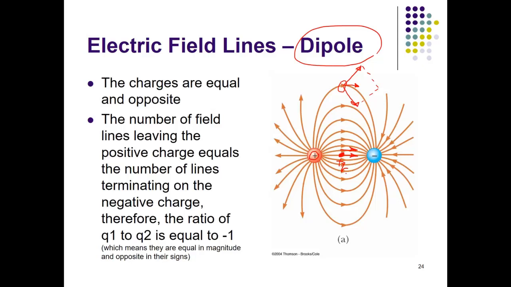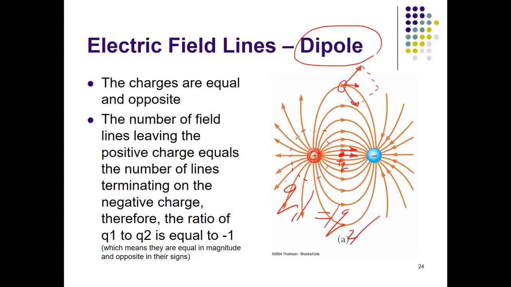In this particular case, a dipole, if you count the number of lines, so this is 1, 2, 3, 4, 5, 6, 7, just count all this. Let's say you have 20 lines coming out from the positive. All 20 lines will go to the negative. Why? Because their magnitudes are equal. So Q1 is equal to Q2.